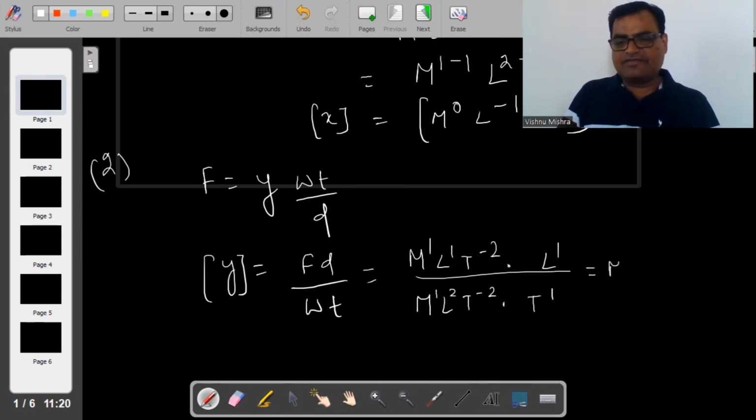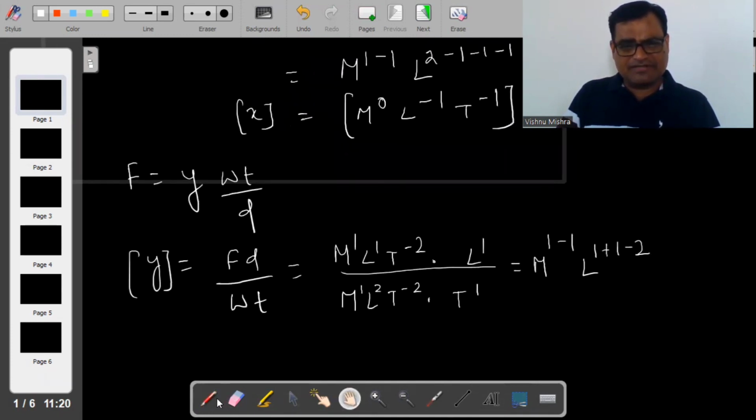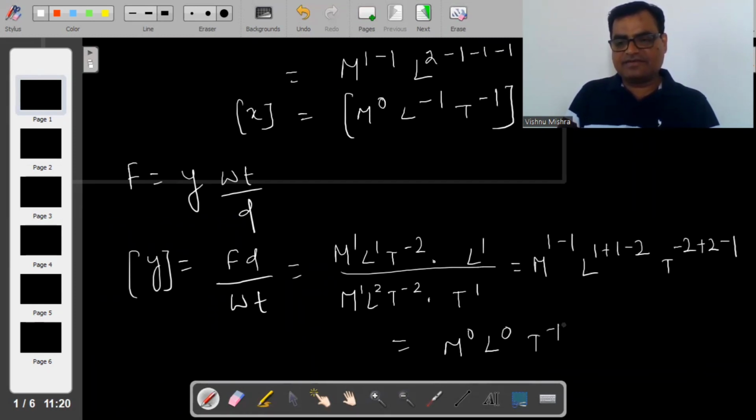Now collect the power of M: 1 minus 1. Collect the power of L: 1 plus 1 minus 2. And collect the power of T: minus 2 plus 2 and minus 1. Finally this is M0 L0 and T minus 1. Clear? You can write this one as T minus 1, no problem. This is the dimension of y. This was the second assignment.